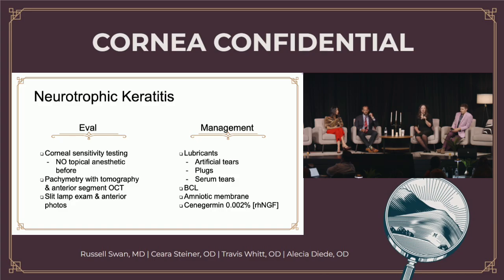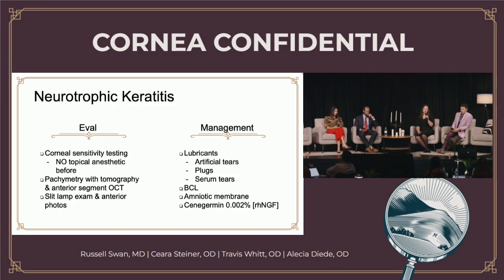Serum tears is another great option. It's where a patient would go to a local lab. They'd actually make the drops from their own blood, spin it down, pull out the protein rich, and make specific drops for their eyes. And I've had really nice success with that.